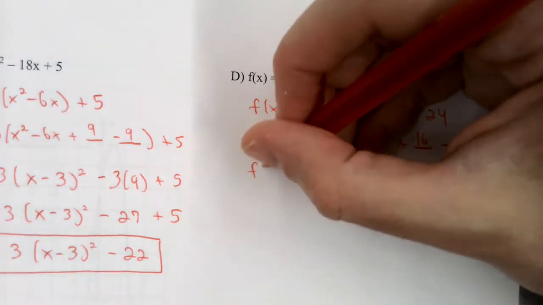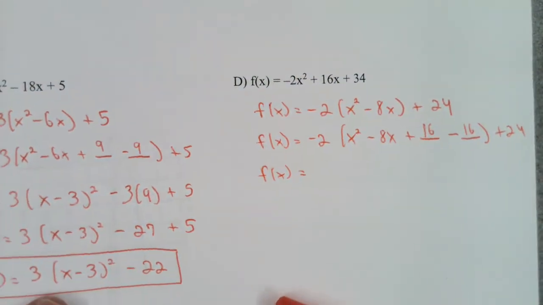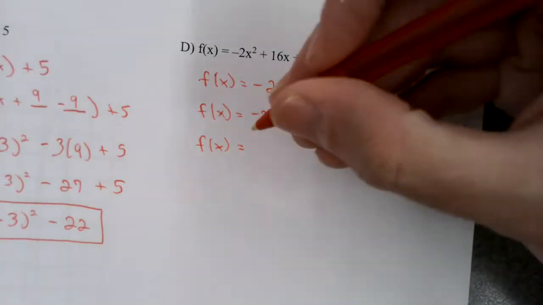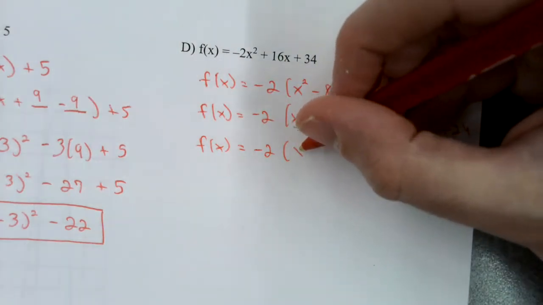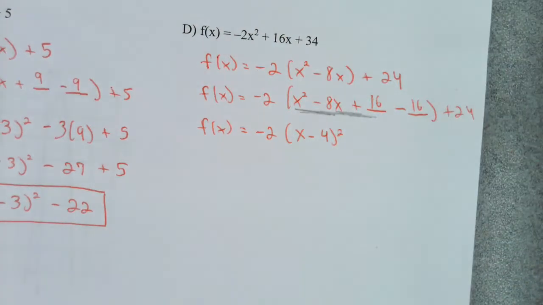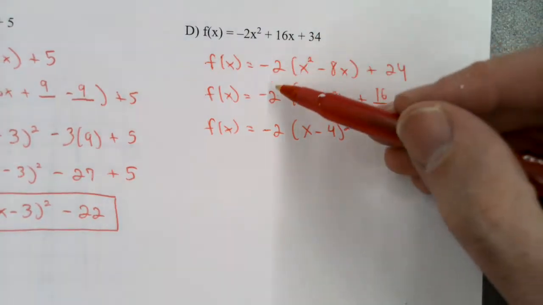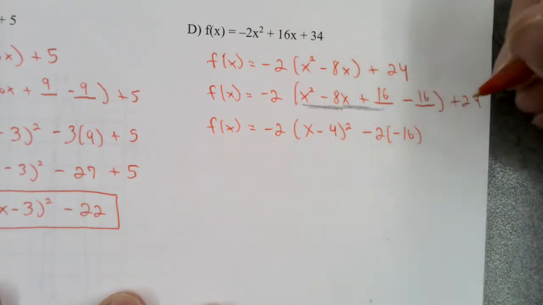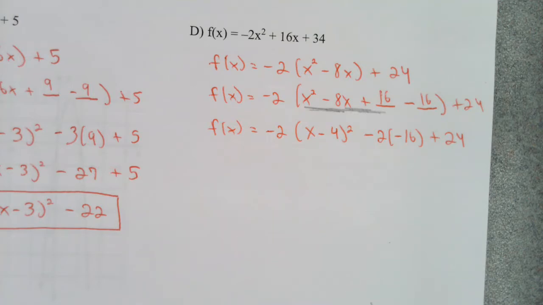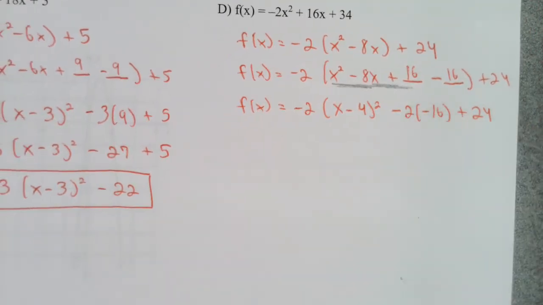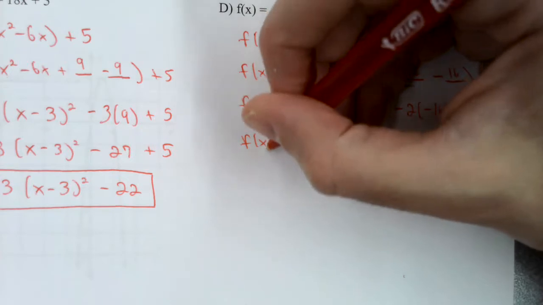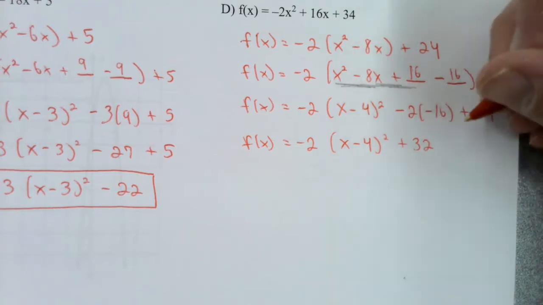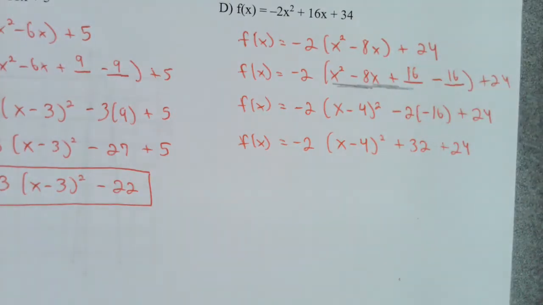So let's factor. You're going to factor the first 3 terms. So these 3 terms are going to get factored. Negative 2 times x minus 4 squared. But again, we have the negative 16 times the negative 2. So I'm going to do, I'll put minus 2 times negative 16 and then plus 24. And now you can make that plus 32 plus 24. So plus 56.